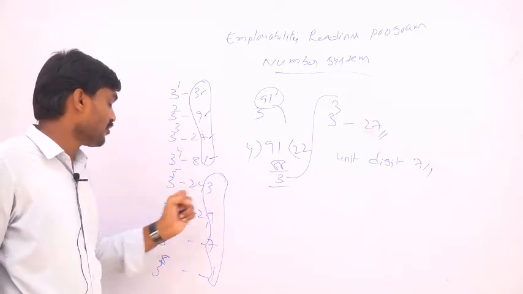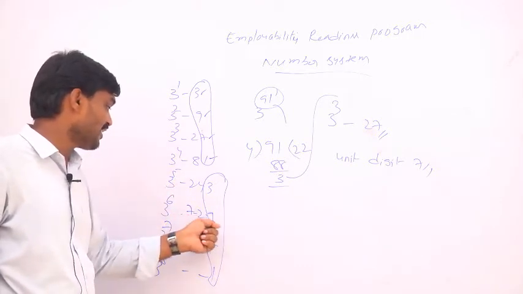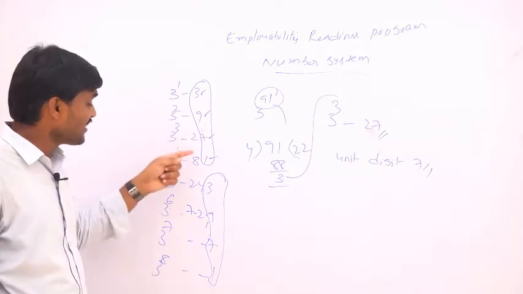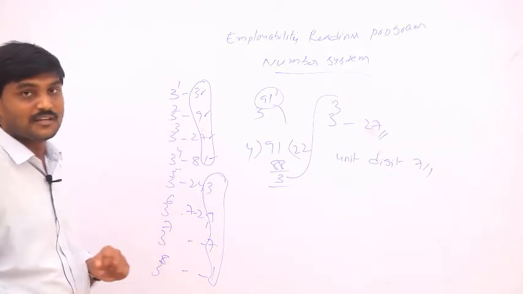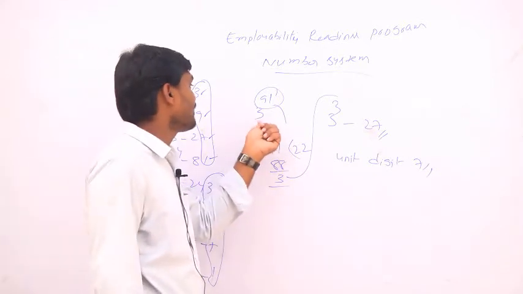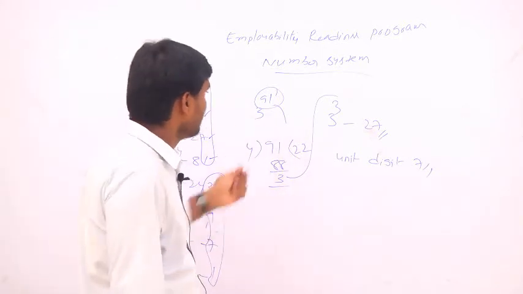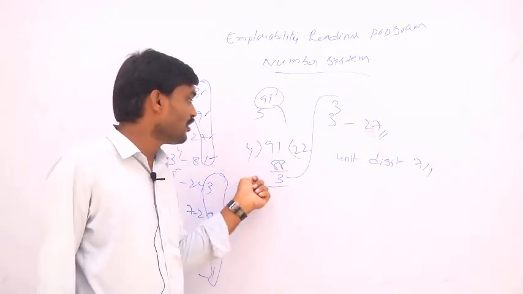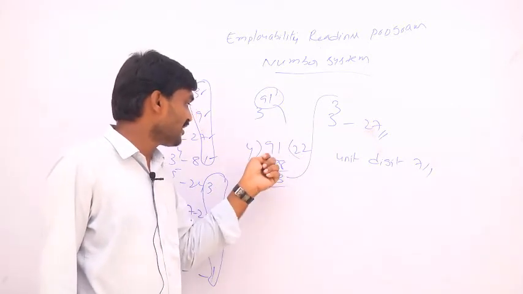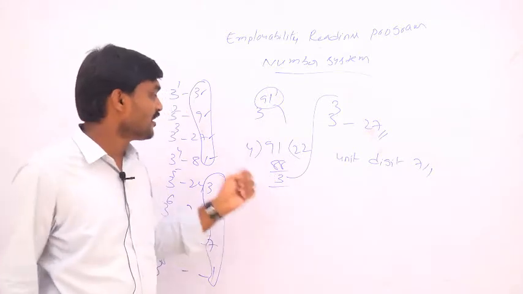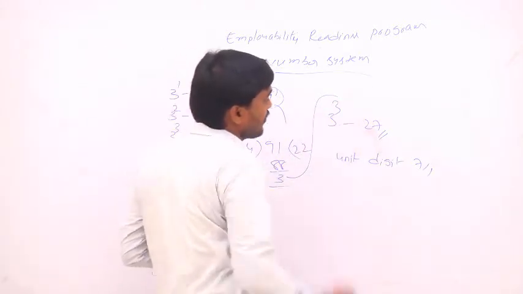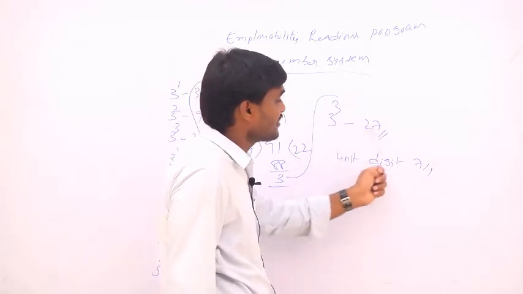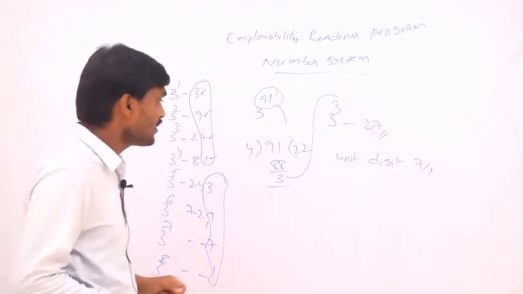3 power 5 243, 3 power 6 729, 3 power 7. The last digits 3 9 7 1 are repeated. So if you want the unit digit of 3 power 91, the power value 91 is divided by 4. 4 times 22 is 88, and 91 minus 88 is 3. That remainder is put in 3 power 3, 3 cube 27. The unit digit is 7. That's why the unit digit is 7.